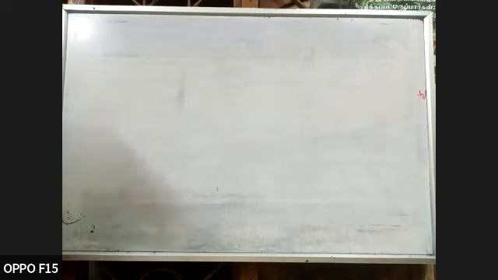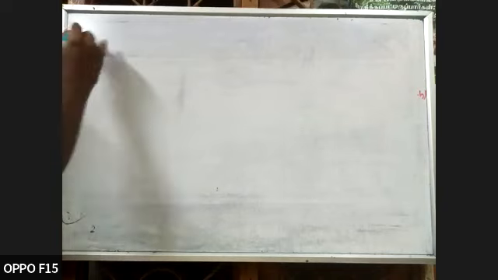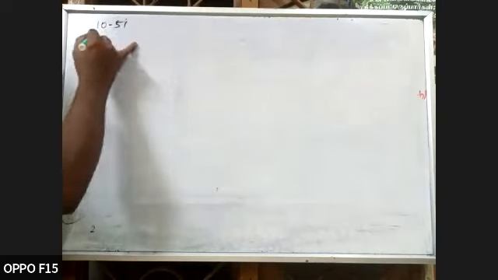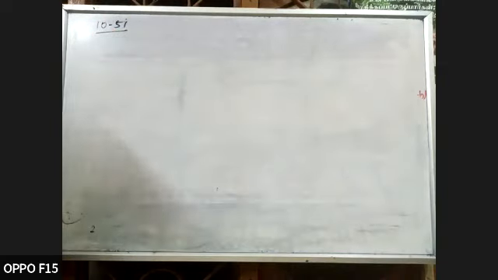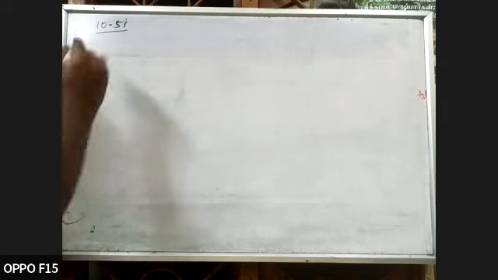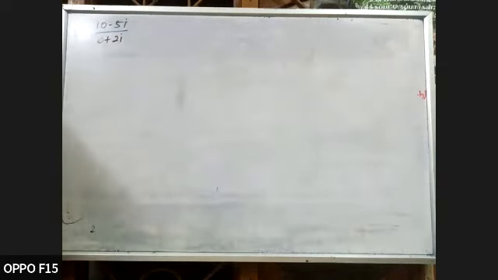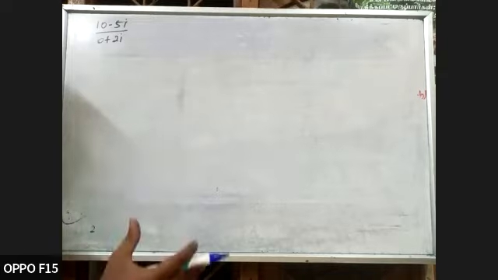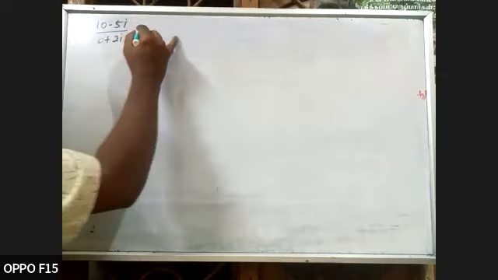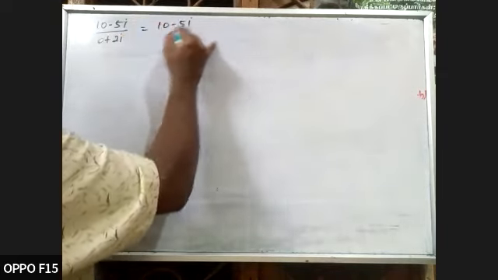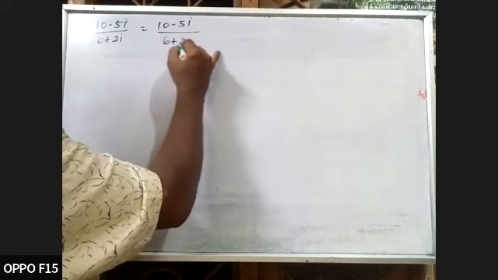Some questions have been given. 10 minus 5i divided by 6 plus 2i. Write in rectangular form. This is a complex number. It should be in the rectangular form or Cartesian form, that is called a plus ib. You have to write the real part and imaginary part. Now you have to take the conjugate. Please listen carefully. 10 minus 5i, 6 plus 2i.